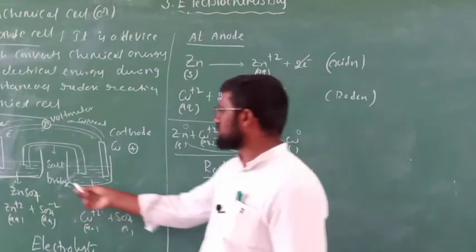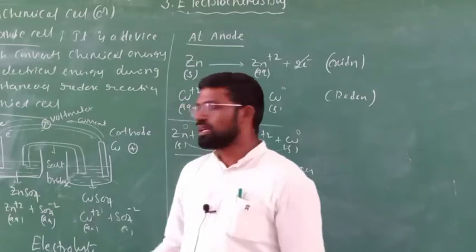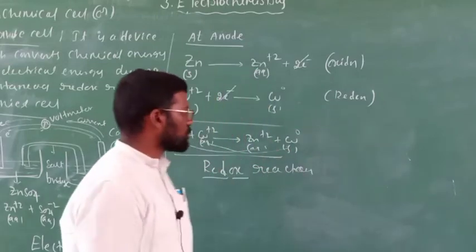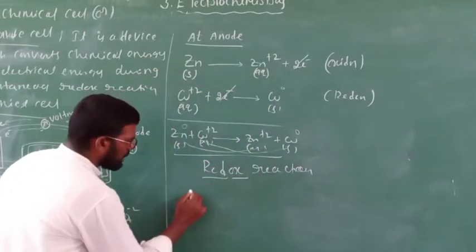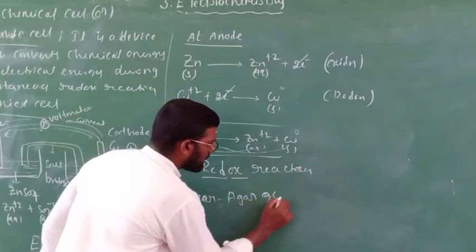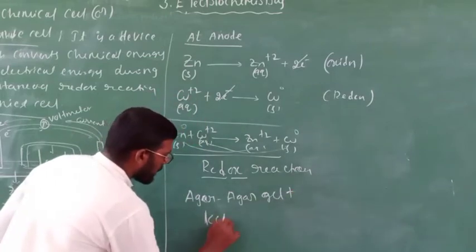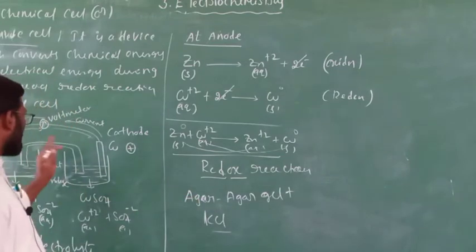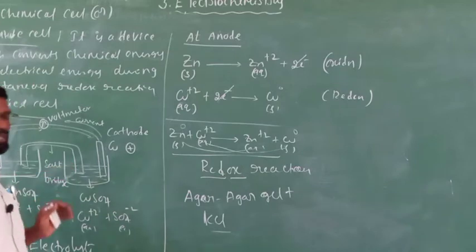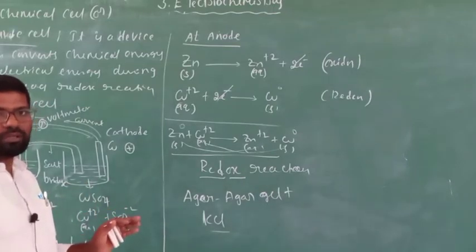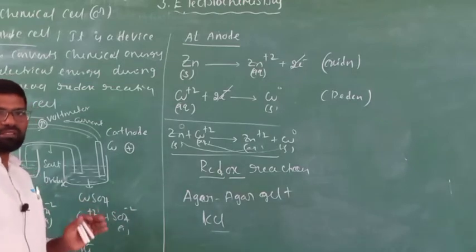Now what is the purpose of using a salt bridge here? What is a salt bridge? Actually, the salt bridge is a U-shaped glass tube which is filled with agar gel, a jelly-like compound, and it is mixed with electrolytes like potassium chloride or potassium nitrate. The purpose of using a salt bridge is that it maintains the electrical neutrality of the electrolytic solutions, and it also prevents the liquid junction potential.